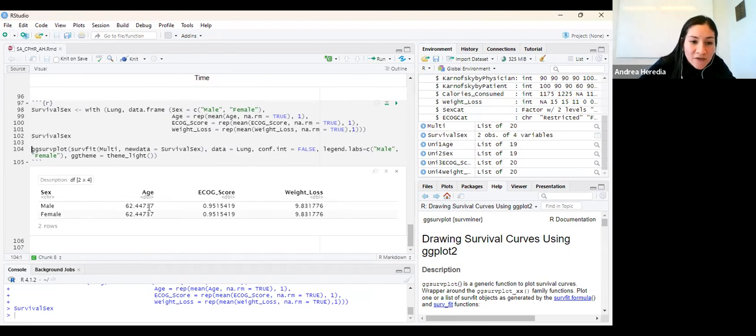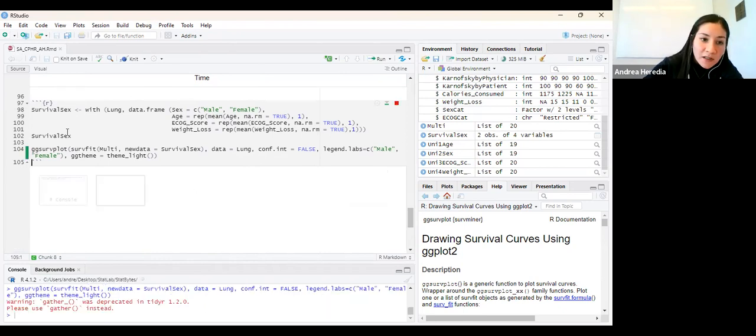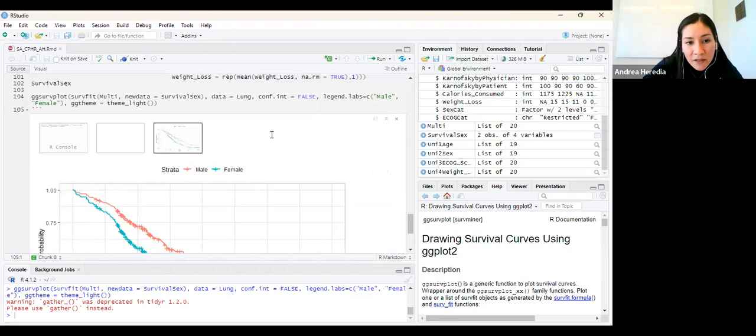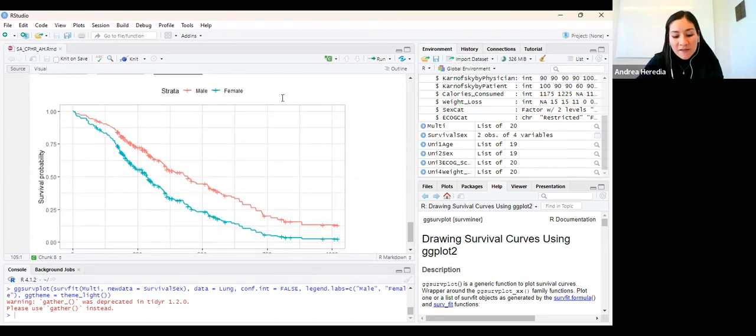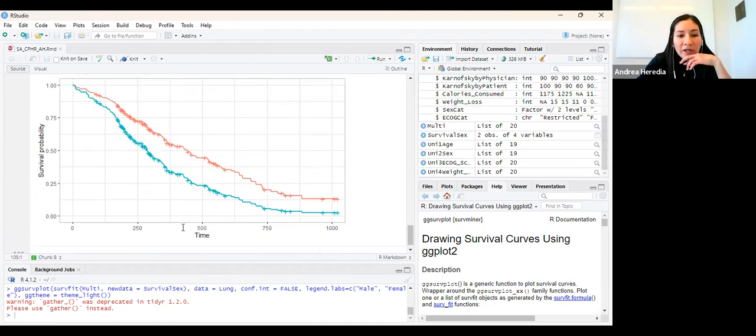The covariates are fixed to their average values if they are continuous variables, for example, age, and to their lowest level if they are categorical variables. We're going to go ahead and plot both of our survival curves and see the difference between males and females. Again, our x-axis is time and our y-axis is the survival probability. What this is basically saying is that at time 0, at the beginning of our study, the survival probability is 1, or 100%, right?